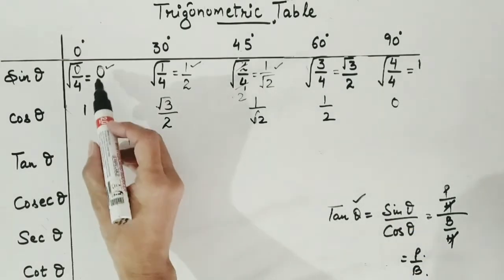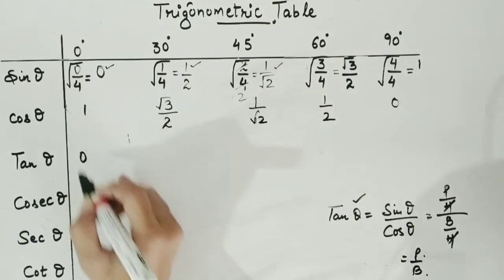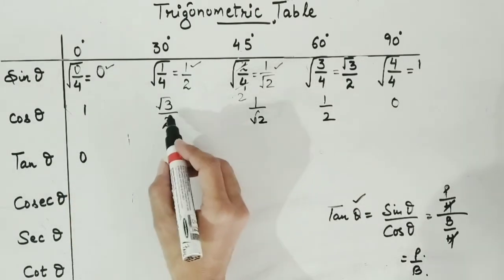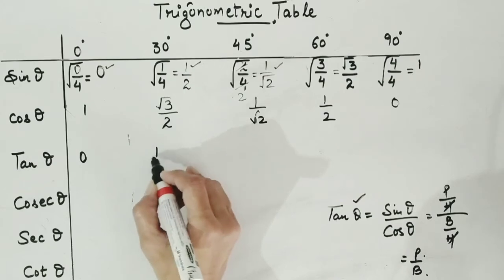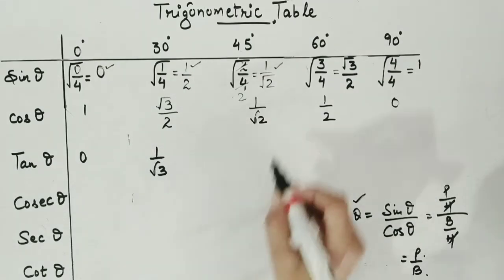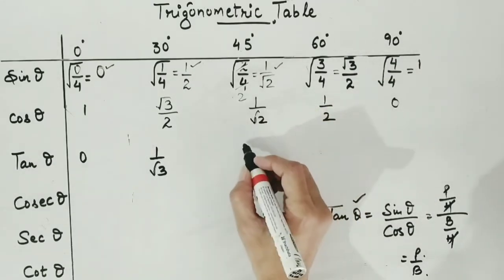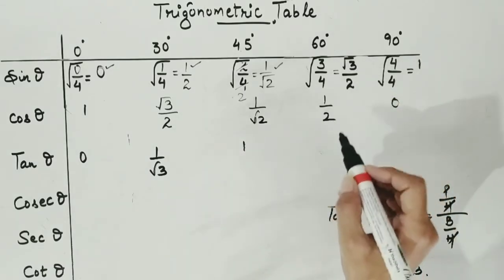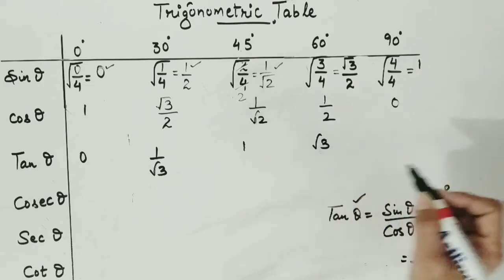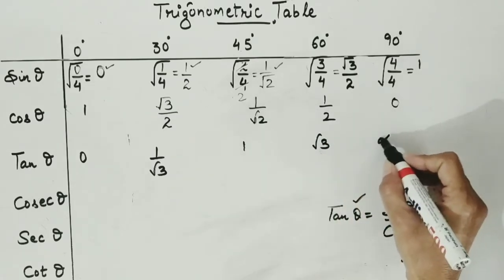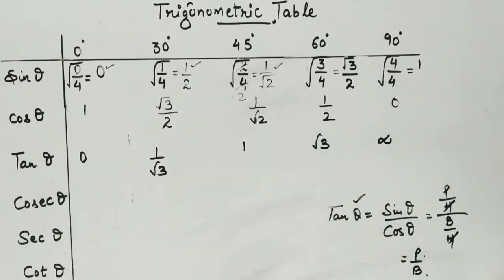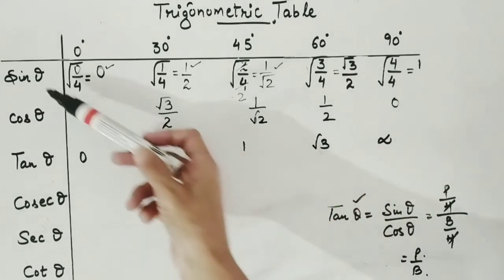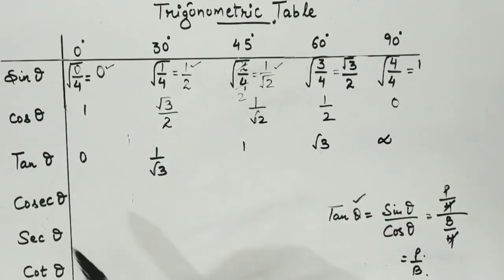So let's now divide. 0 by 1 will be 0. 1 by 2 divided by root 3 by 2 would be 1 by root 3. Same numbers when divided would give you 1. Root 3 by 2 divided by 1 by 2 would be root 3, and 1 by 0 would be not defined. Alright, so basic 3 functions are done.